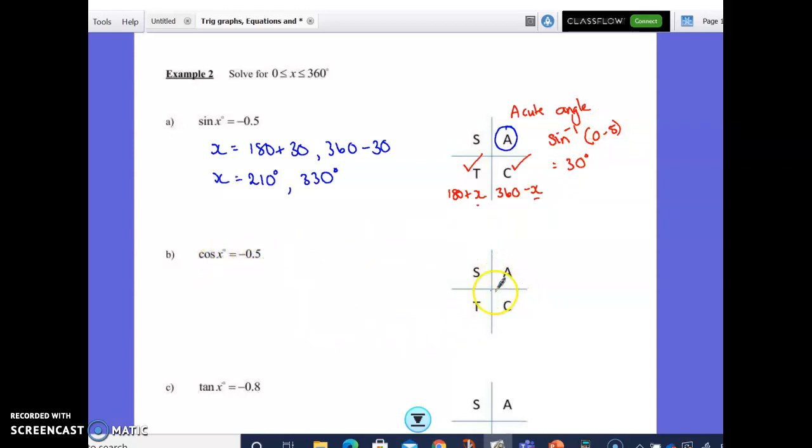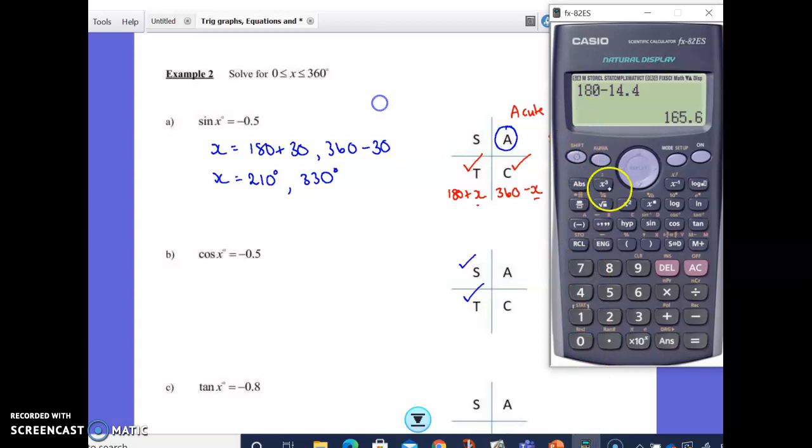B is cos and it's negative. If it's cos and it's negative, cos is positive in A and C, so it must be in S and T. So when it's negative, it's always the opposite to the one that we've got. We still need to find our angle in A, and we do that by ignoring the negative. So we're doing inverse cos of a half, which is 60. And we were just doing that the exact same way.